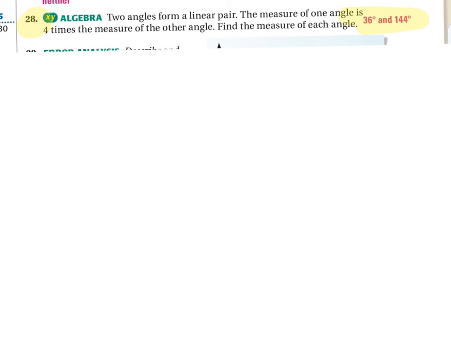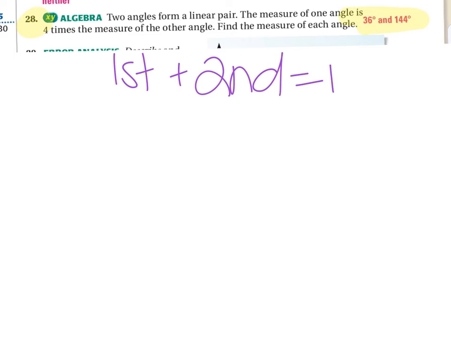All right, 28. 2 angles form a linear pair. The measure of one angle is 4 times the measure of the other angle. Find the measure of each angle. So we're pulling the algebra skills back in here because we've got a word problem that we have to give variables to. So the first thing I know about them is that the first angle plus the second angle is a linear pair, which means what? It's going to add up to 180.